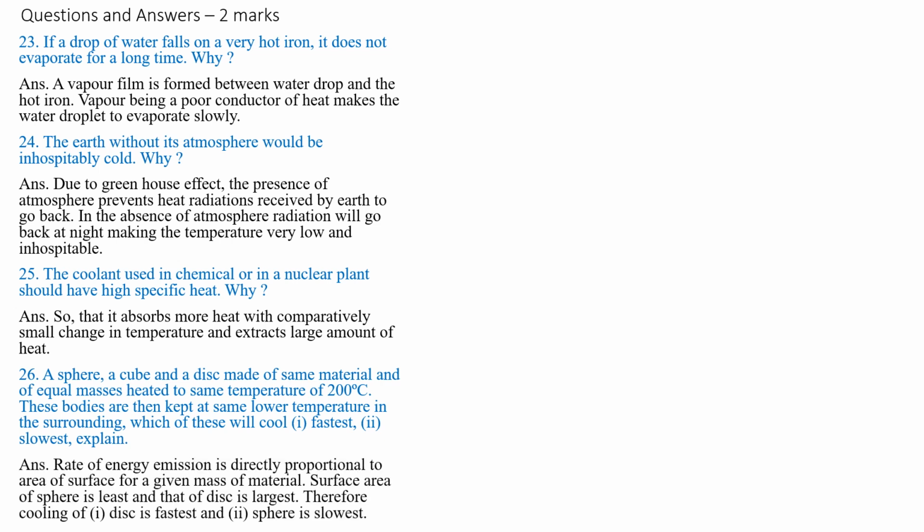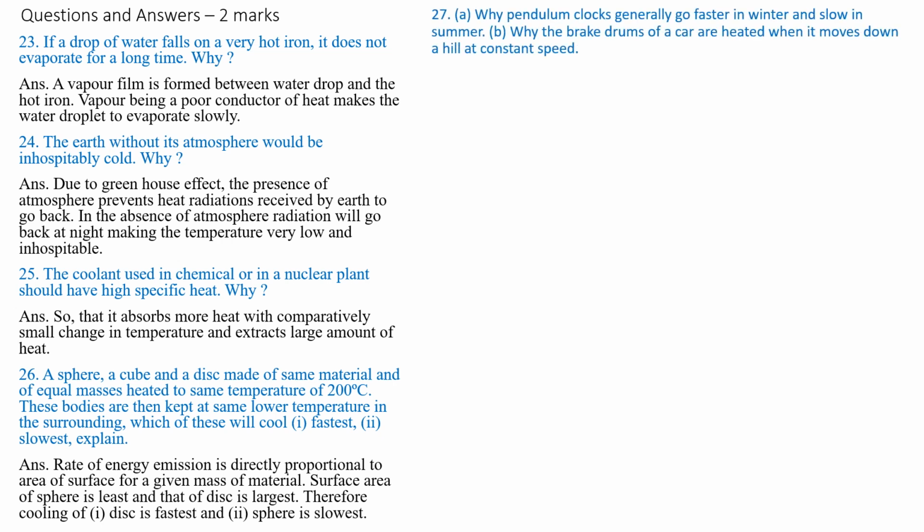A sphere, a cube and a disk made of same material are heated to same temperature 200 degrees centigrade. These bodies are kept at the same low temperature in the surrounding. Which of these will cool fastest and slowest? Explain. The rate of energy emission is directly proportional to the area of the surface for a given mass of material. Therefore, sphere has the least surface area, whereas disk has a large surface area. Therefore, cooling of disk is fastest and sphere is slowest.